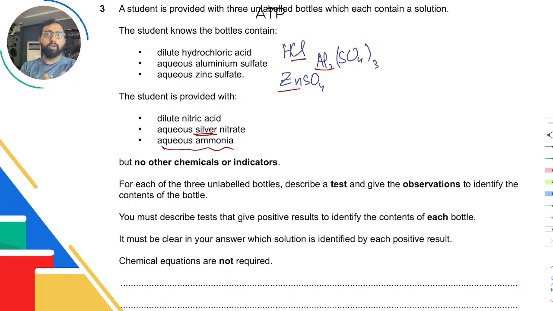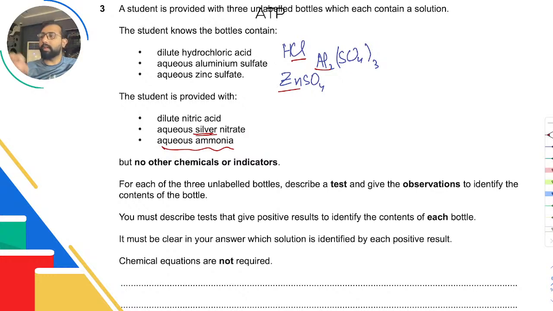So first step, obviously add nitric acid. Why? Because you want to destroy carbonates. Okay, so add aqueous nitric acid followed by silver nitrate. A white precipitate appears, that tells me it's HCl. That's the first test done. Then you have to add aqueous ammonia to the remaining two.